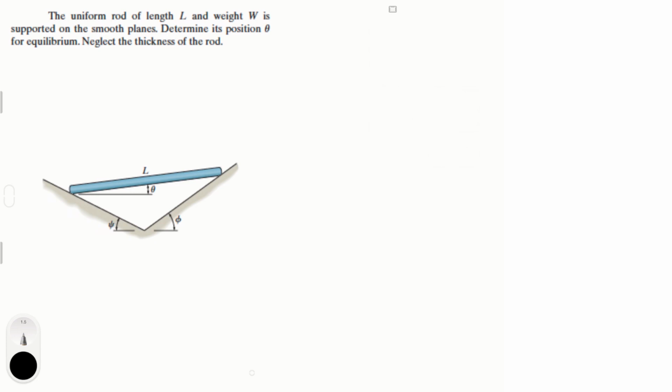Alright guys, let's do this problem that says the uniform rod of length L and weight W is supported on the smooth planes. Determine the position theta for equilibrium. Neglect the thickness of the rod.